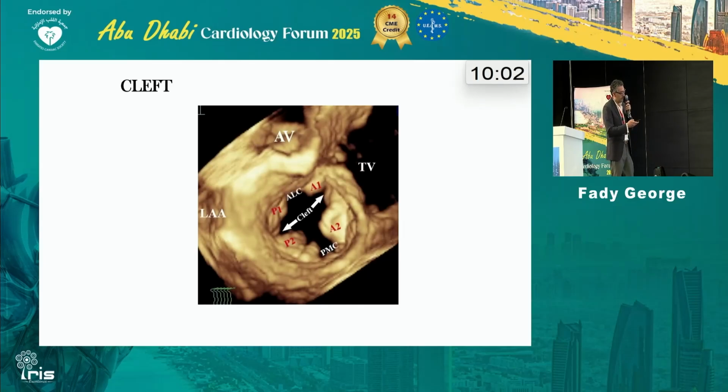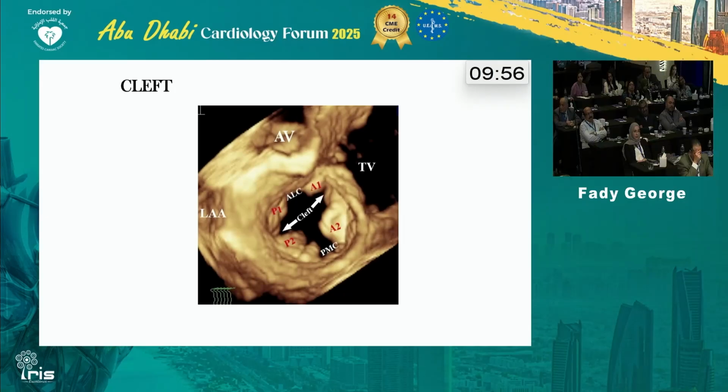Again, this is a cleft. Look at this. This is a posterior mitral commissure, anterior lateral commissure, and this is a cleft. You cannot see the cleft in systole very well. We have to wait for diastole to see the cleft properly.